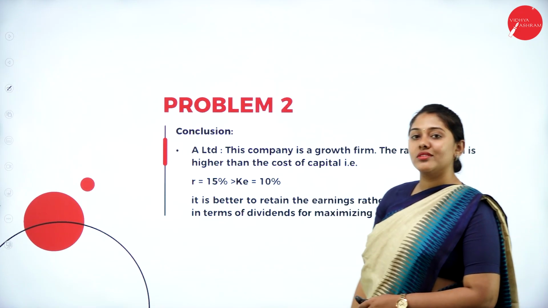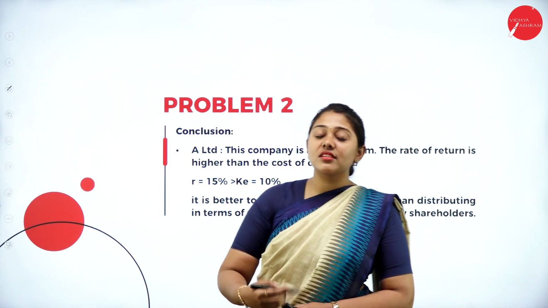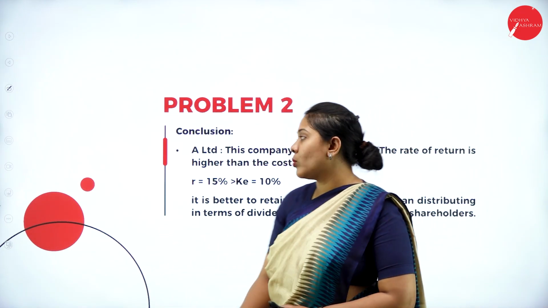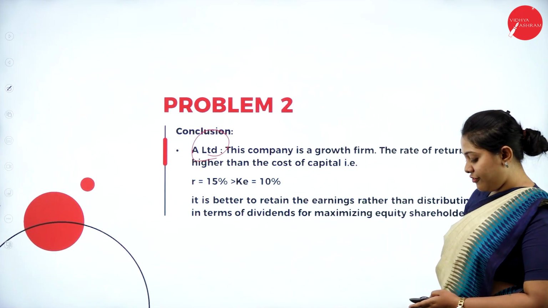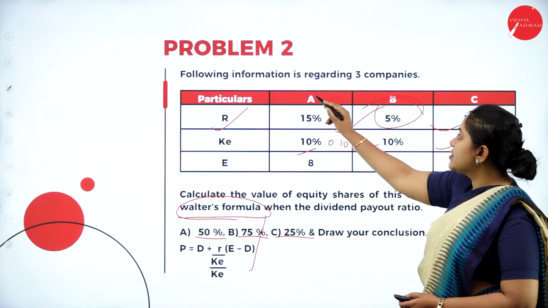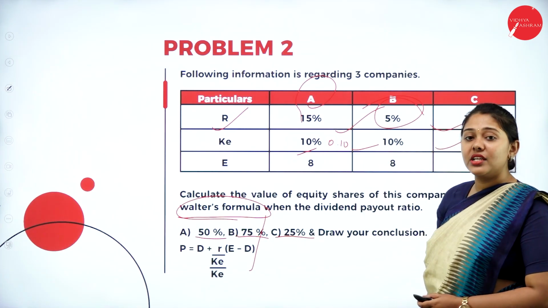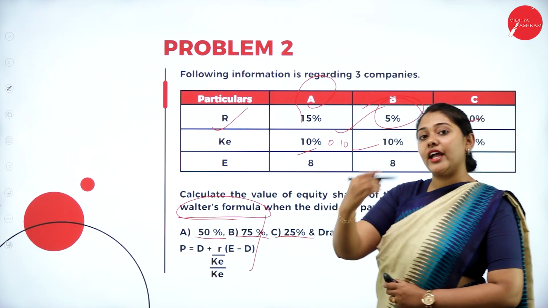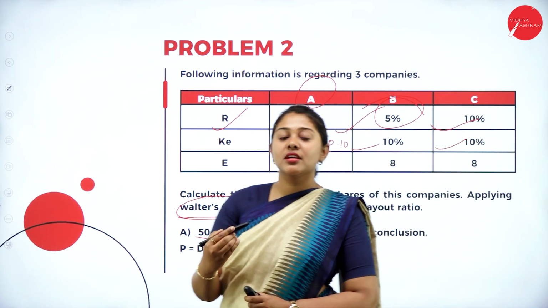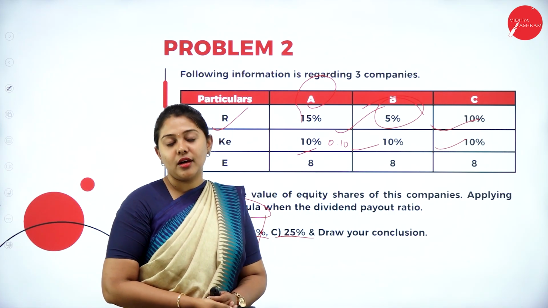So let's conclude this problem. What is the conclusion that we can find? A Limited is a growth firm. Why is it a growth firm? I have explained to you, my dear students, with Walter's model.